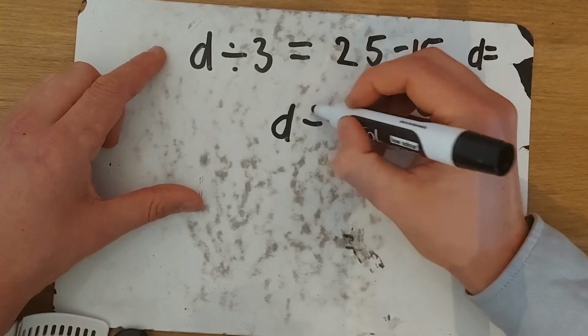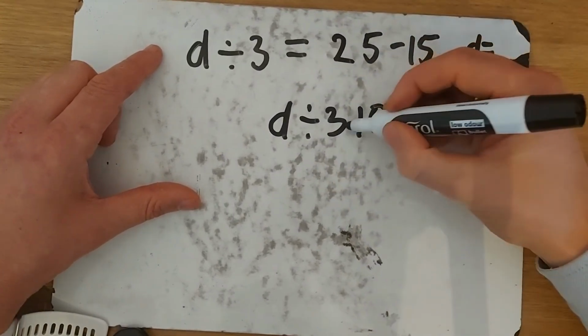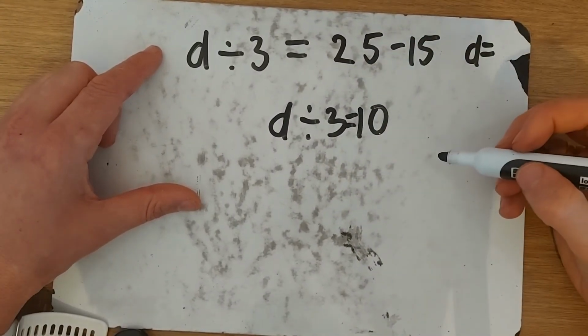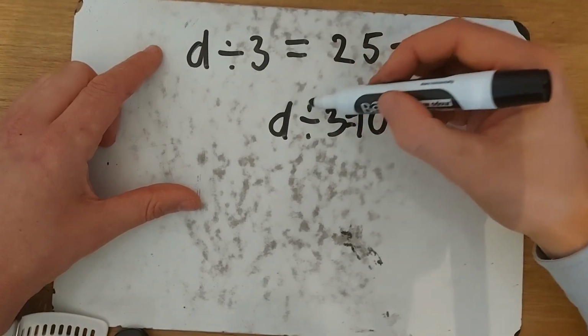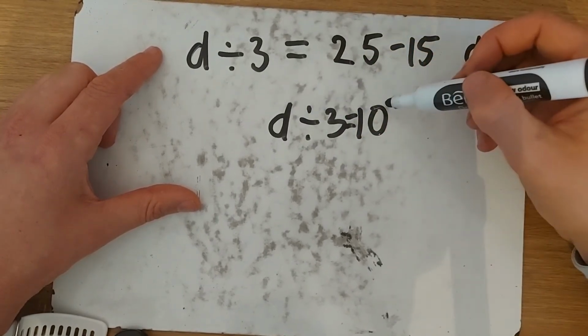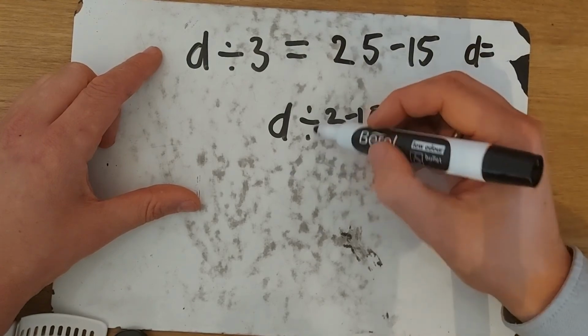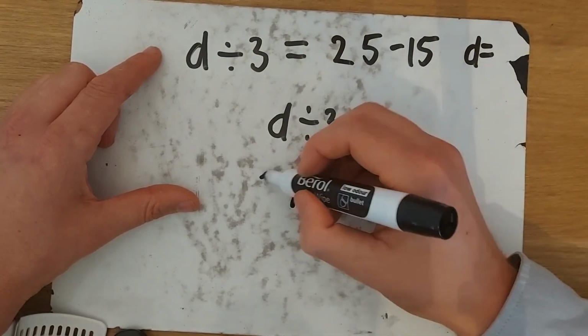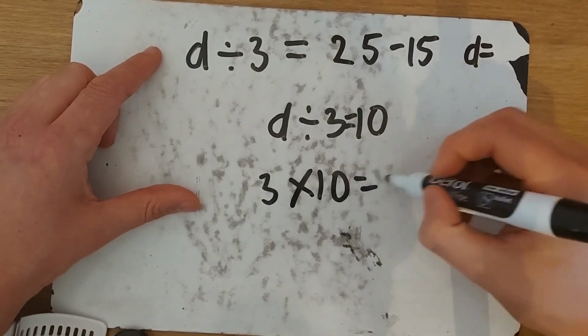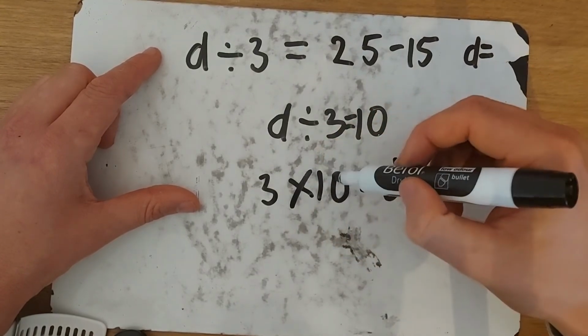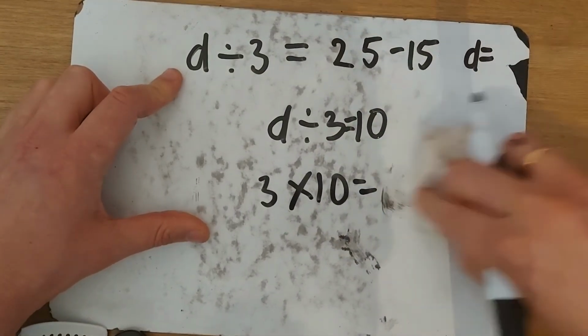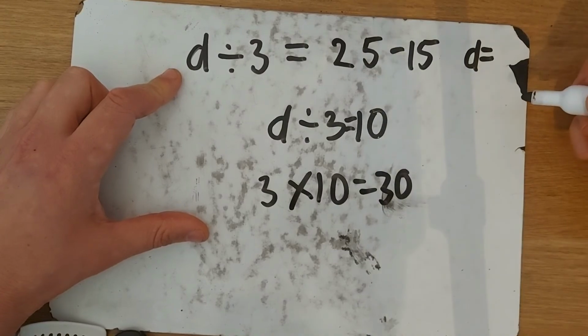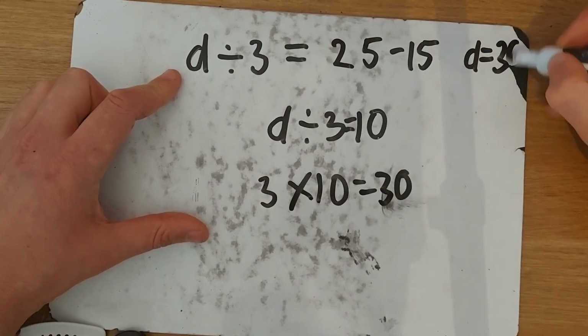So this is what I've now got. Oops, forgot my equal symbol. Okay. D divided by 3 equals 10. So now I can switch it. If it's divide, I know that it must be multiply. So now I'm doing 3 times 10 equals D. 3 times 10 is 30. Therefore, the value of D is 30.